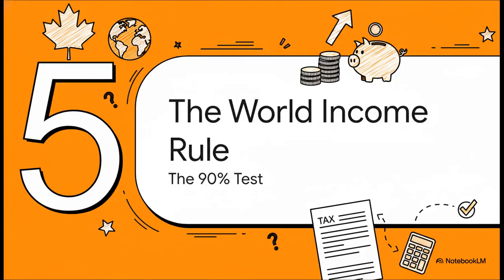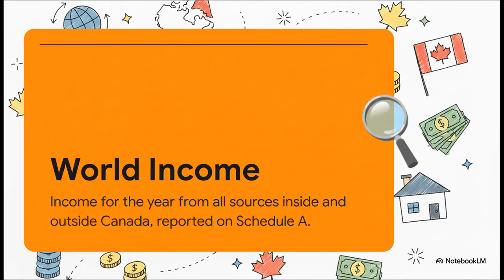Okay, everyone, pay close attention here. This next part is arguably the most critical piece of the Section 217 puzzle, and it's where a lot of people get tripped up. It's all about how your client's total world income impacts the whole calculation. As you'll report on Schedule A, world income is exactly what it sounds like. It's your client's total income from every single source, both inside and outside of Canada.